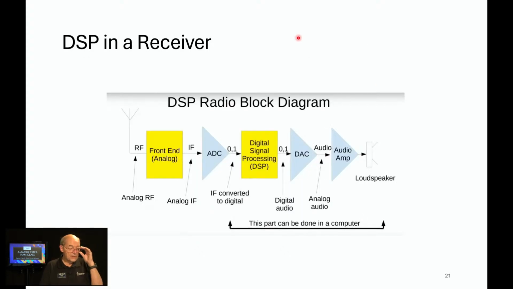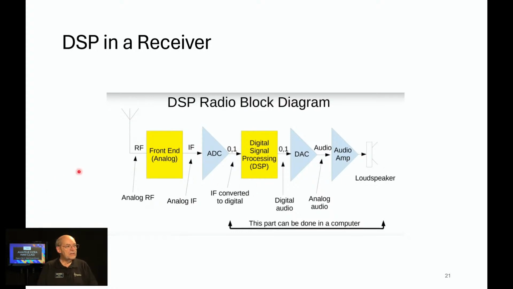So in a receiver, let's consider that now. I mentioned DSP could occur basically anywhere. In this case, we've got analog RF coming into the front end of our receiver. We've got an intermediate frequency, so there's some analog mixing going on here. And then we've got our digital signal processing, analog to digital, digital to analog to audio.